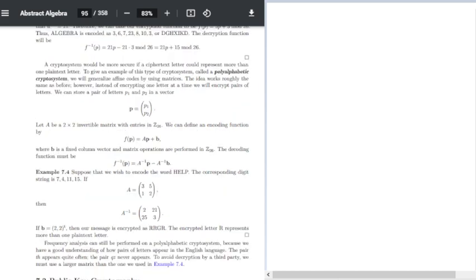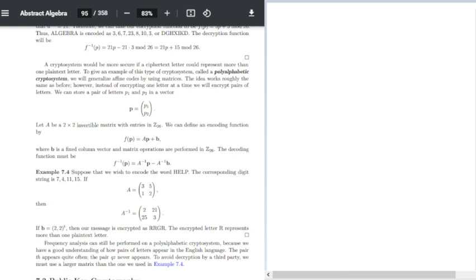I will quickly highlight this here. This is the same as the previous condition that we were able to find an inverse. Let A be a 2x2 invertible matrix with entries in Z mod 26. We can define an encoding function by f(p) = Ap + b, where b is a fixed column vector, and matrix operations are performed in Z mod 26. The decoding function must be f^-1(p) = A^-1 p - A^-1 b.